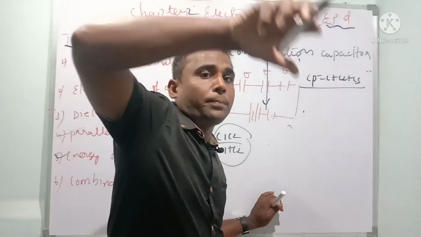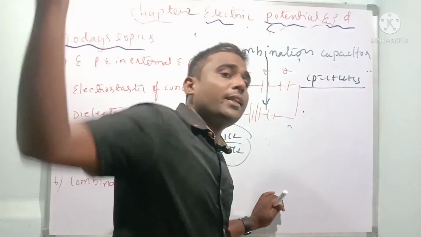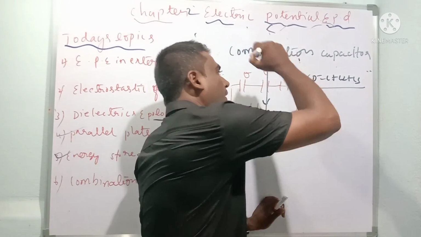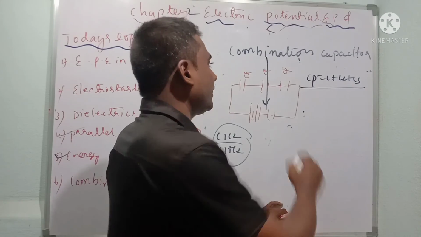That is the equivalent capacitance, the sum of the capacitances in the system. In series it was the reciprocal sum of the capacitance of each capacitor. Here it is directly the sum of each capacitance in the system.